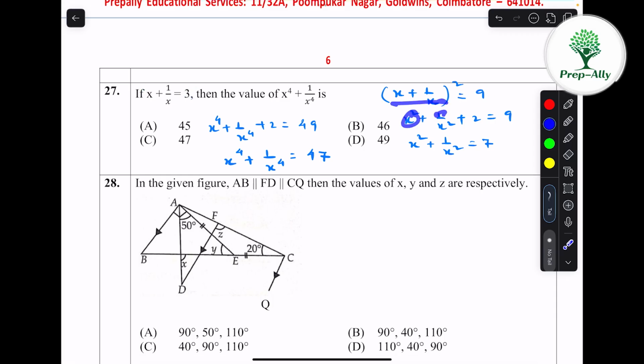x square plus 1 by x square plus 2. A plus b whole square is a square plus b square plus 2ab, 2 into x into 1 by x, so it will be 2, equal to 9. So from here I have got x square plus 1 by x square, that is 9 minus 2, 7. Again squaring here, I'll get x to the power 4 plus 1 by x to the power 4 plus 2 equal to 49. So from here x to the power 4 plus 1 by x to the power 4 equals 49 minus 2, 47. So this is the answer.